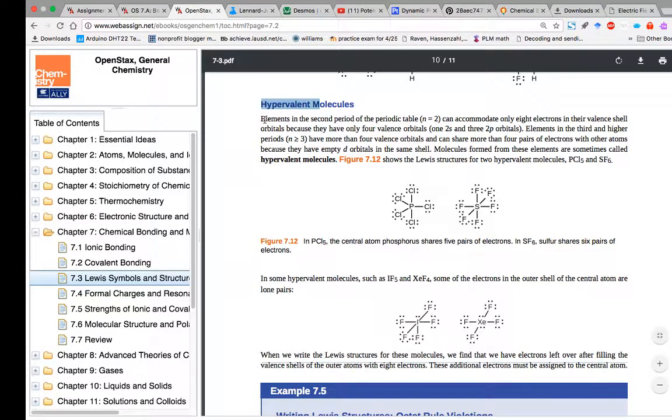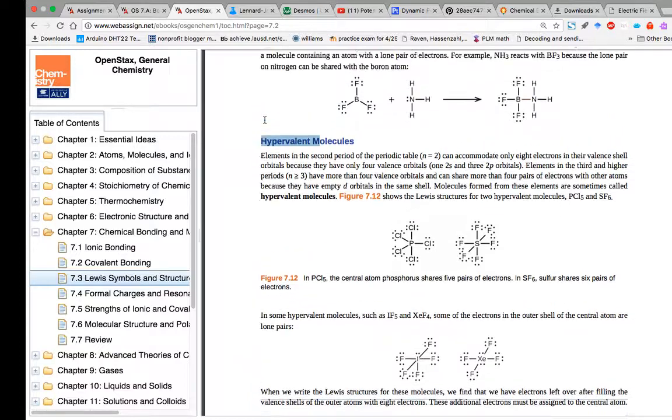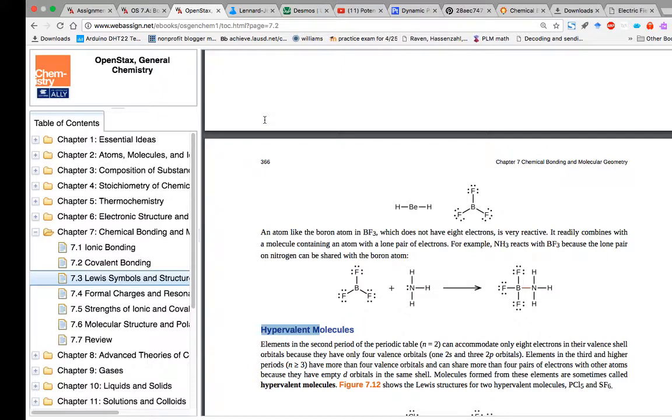There are cases when you draw a Lewis structure and you have to give an atom more than 8 electrons. And there are cases when you have to give an atom less than 8 electrons. I mentioned the cases in my previous video, which were hydrogen, which you can only give 2 electrons, beryllium, 4 electrons, and boron, 6 electrons. Now, in the textbook, there is some evidence that you can give boron 8 electrons in some cases. But this is a bit of an unusual case. Usually, boron is going to end up with just the 6 electrons around it, 2, 4, 6.